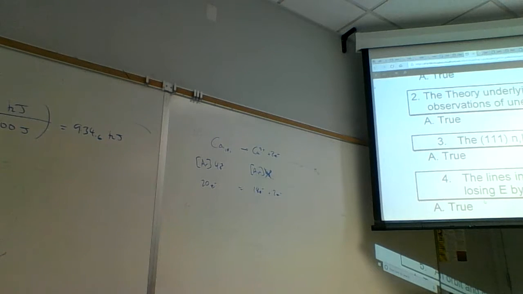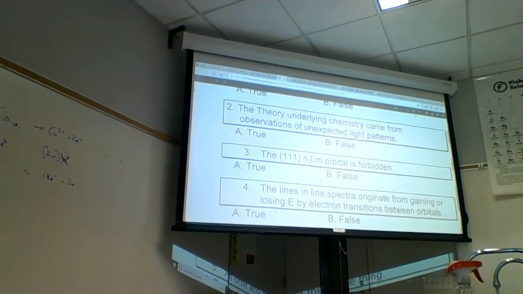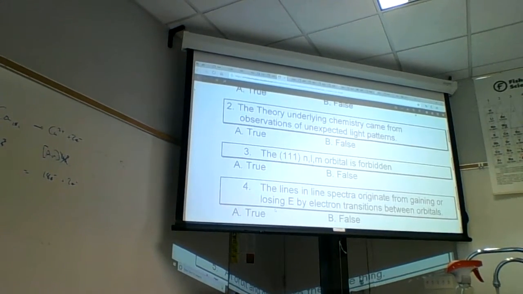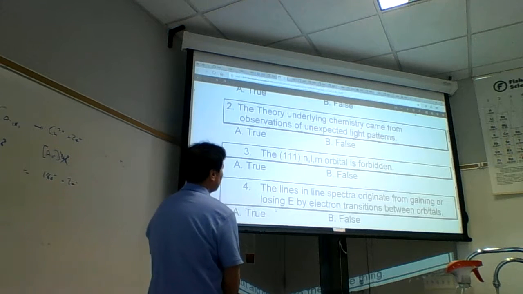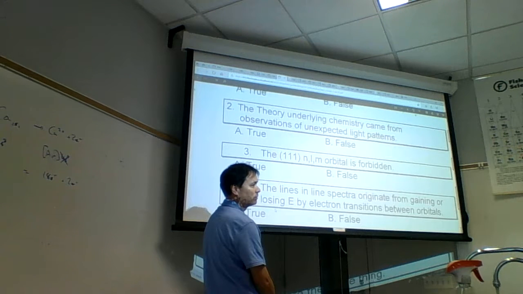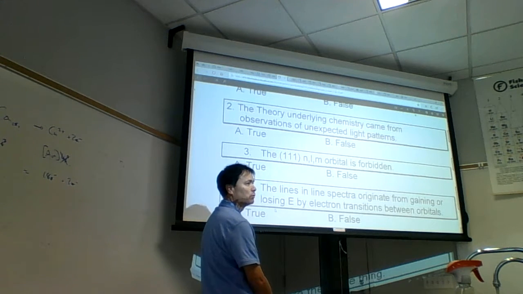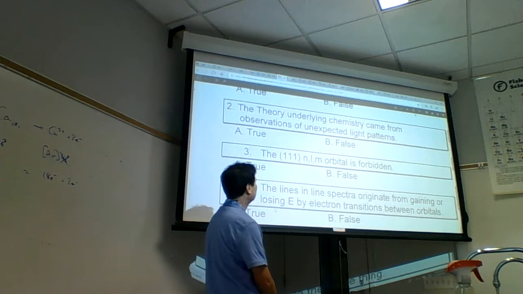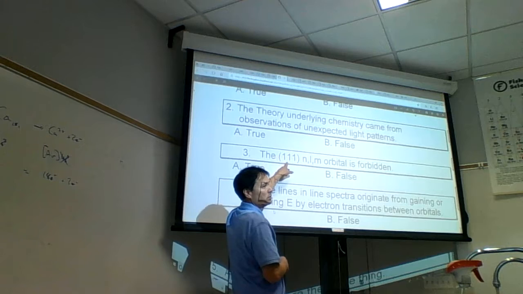The 111 orbital is forbidden. Is it true or false? It's false. False. Why is it false? All right, 111 is false because of the violation of Schrodinger's equation. This is not a solution to the Schrodinger equation because of the first one? No, it's because of the second one.